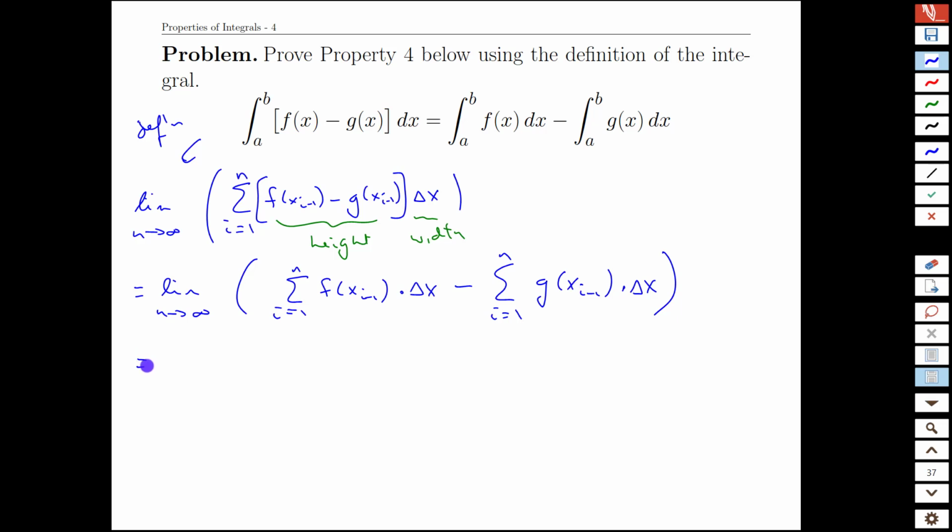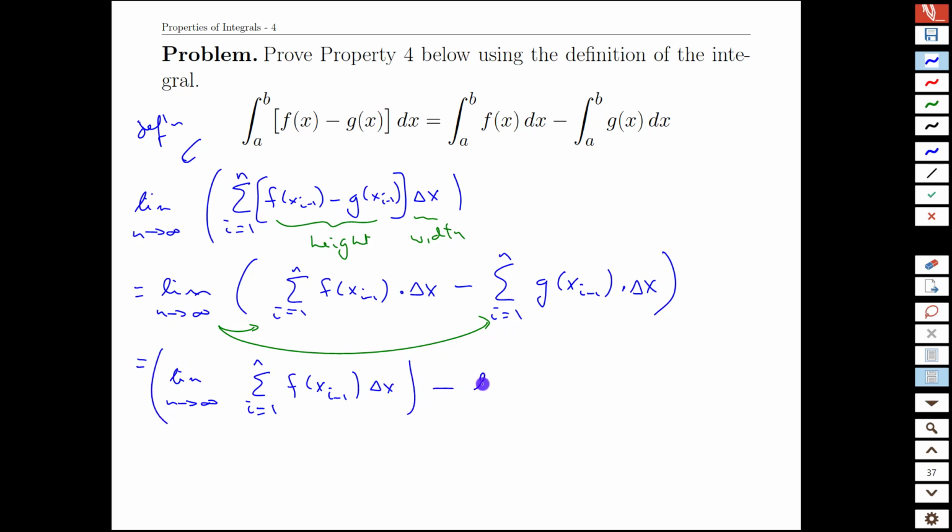Well, the nice thing about this is we can take this limit that we have and apply it to both of these sums. That would look like this: the sum from i equals 1 to n of the f values, and all of that minus the limit as n goes to infinity of the sum of the g values times delta x.